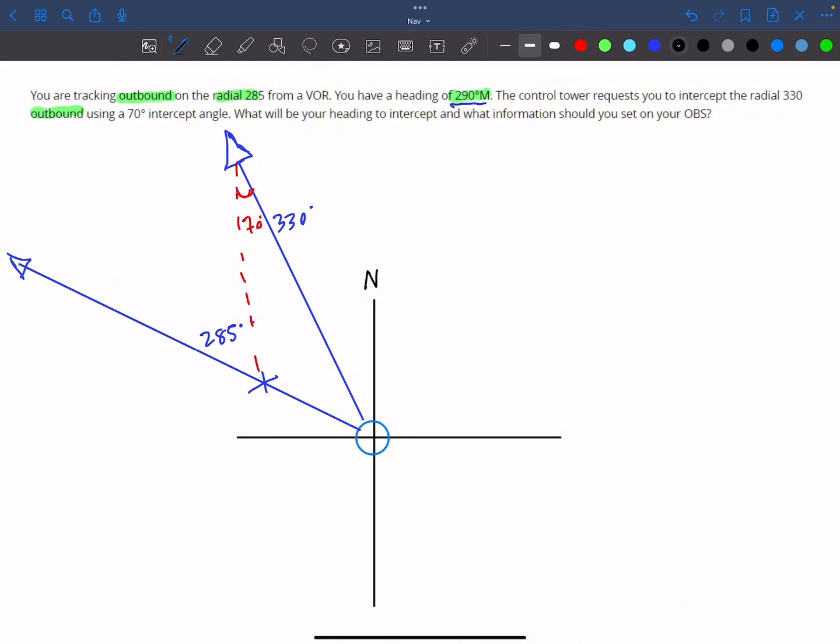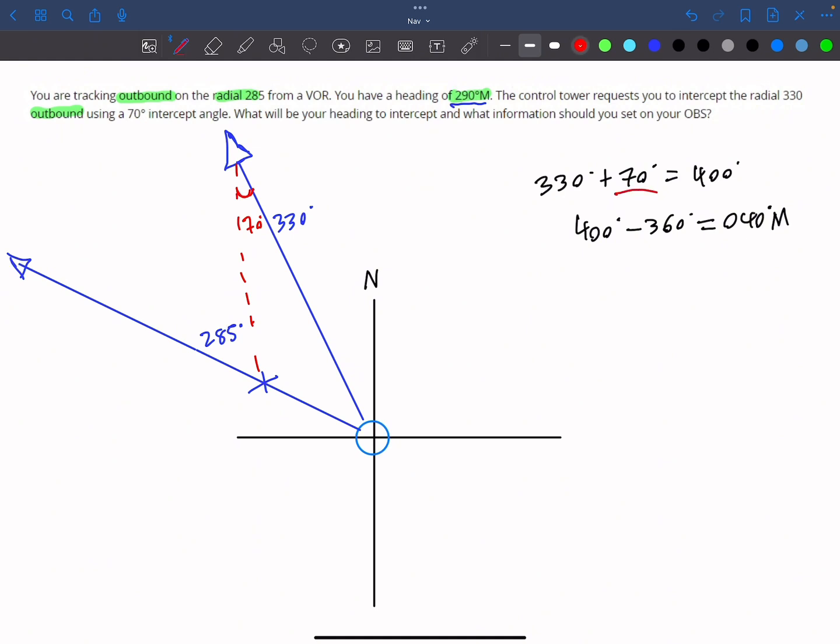All right, so we know pretty easily now that the heading to intercept is 330 degrees plus 70 degrees, which is 400 degrees. That's not a real number in degrees, so we're going to subtract 360, and that gives us 40 degrees magnetic.